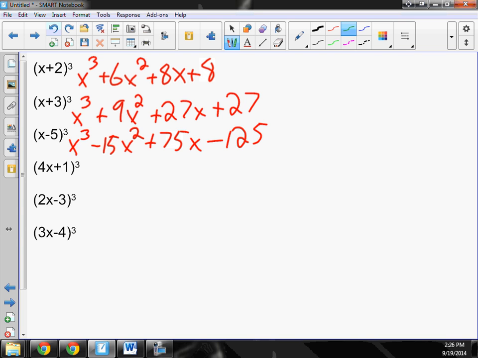The last one is cube, right? So this is 2, that is 2 to the third. This one is 3 to the third, and this one is negative 5 to the third. Don't forget the negative. Okay? All right? What about the second term? It's times 3. Right? So the second one is times 3. What about the third one?